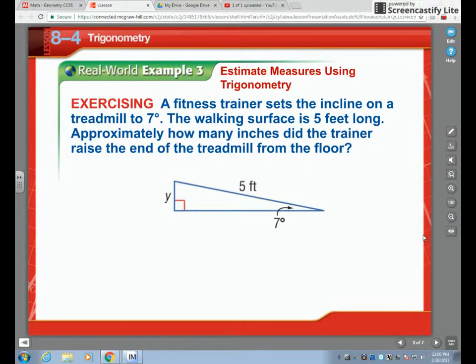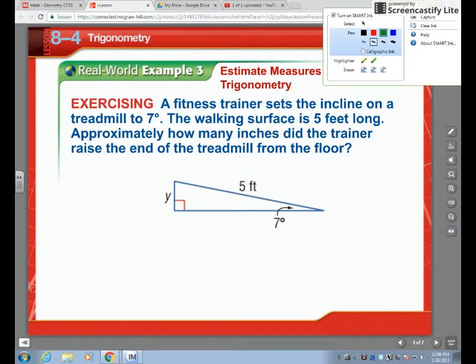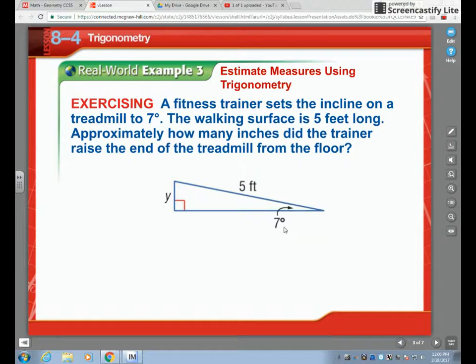Here's an example where we're going to be using the sine, cosine, or tangent to find information in a word problem. A fitness trainer sets the incline on a treadmill to 7 degrees. The walking surface is 5 feet long. Approximately how many inches did the trainer raise the end of the treadmill off the floor? The first thing we want to do is make sure we are using the correct trigonometric ratio. From the 7 degrees, we are given something that is opposite and the hypotenuse.